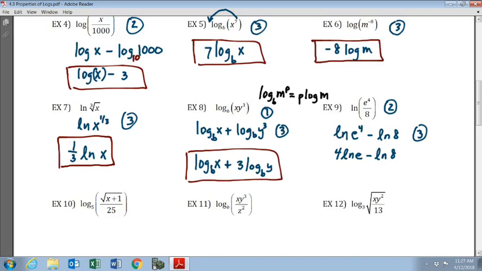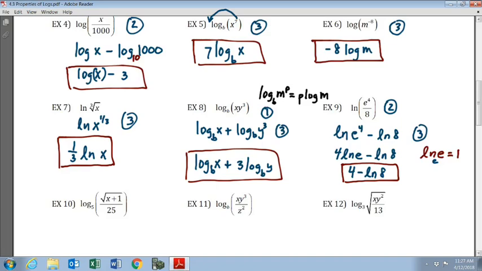Now, natural log of e, keep in mind that natural log is base e. Let's look at that a little more closely. So our base is e here. Again, a log is an exponent. It's the exponent you put on a base of e to get an answer of e. Well, that would be 1. So the natural log of e just is equal to 1. So this is 4 times natural log of e, or 4 times 1, which is 4. We're going to get 4 minus natural log of 8.